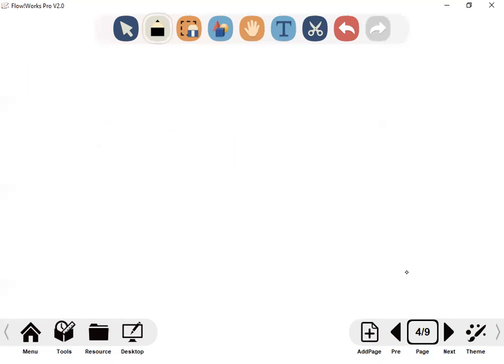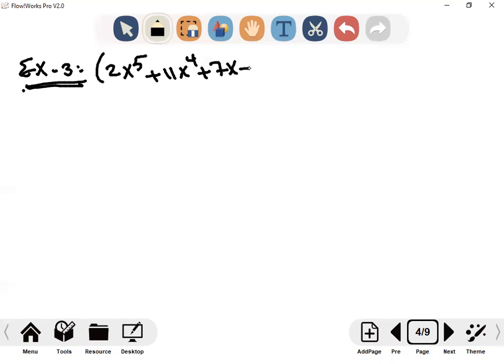Now the subtraction. I'll give you an example quickly. Focus, please. 2x power 5 plus 11x power 4 plus 7x minus 8, all minus 5x power 4 plus 9x power 3 minus 3x and plus 4, right?